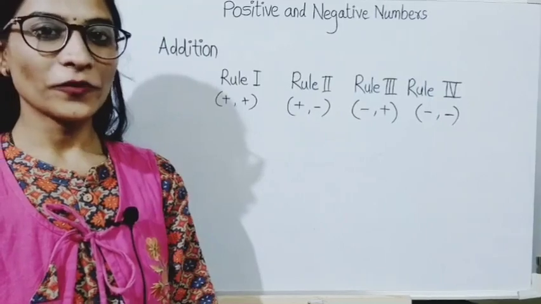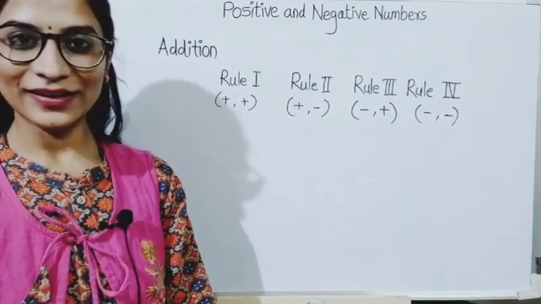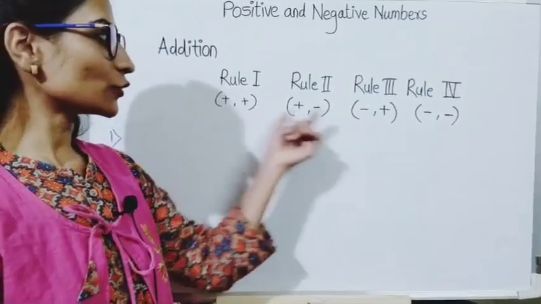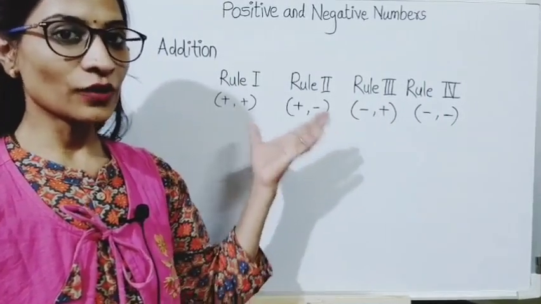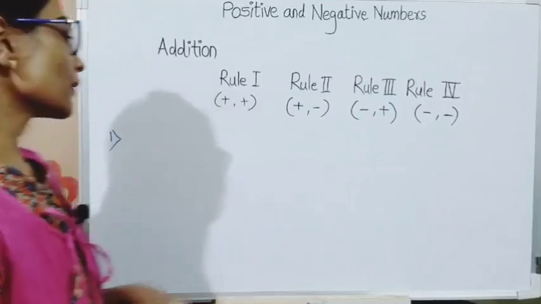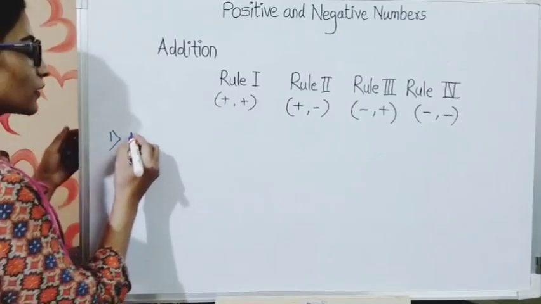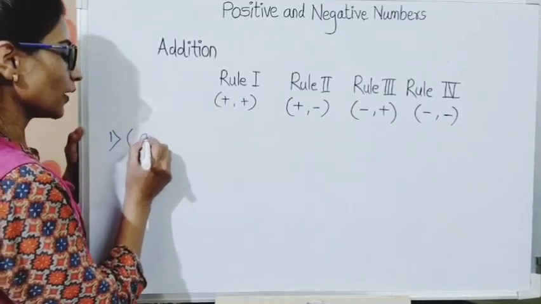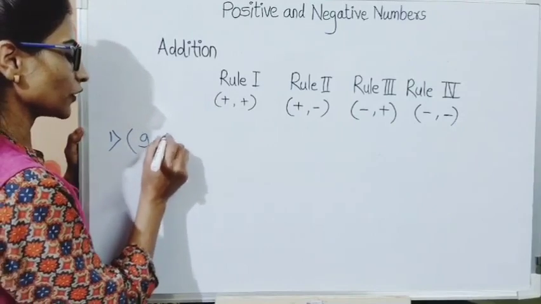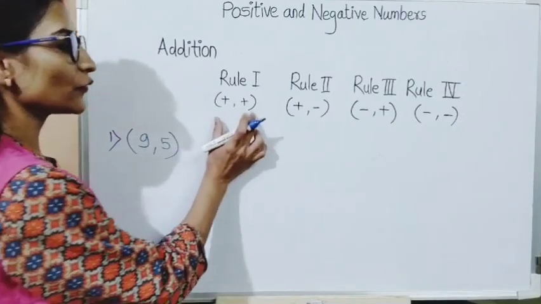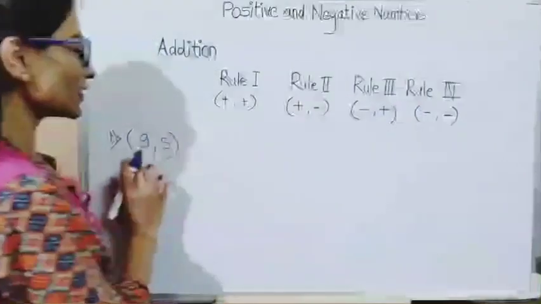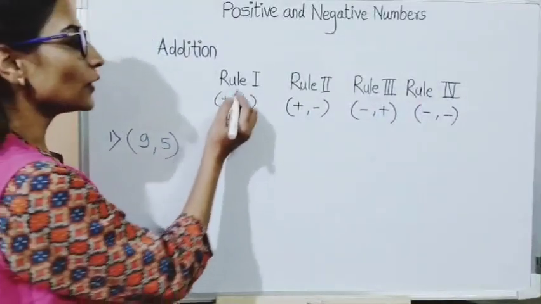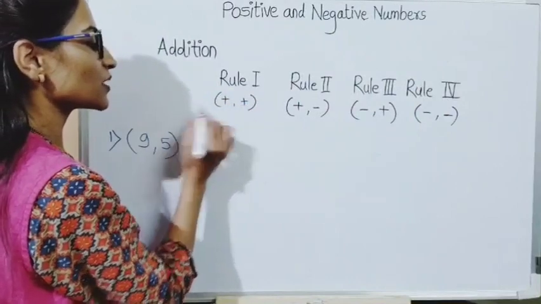Now we will take addition of positive and negative numbers according to rule 1, rule 2, rule 3 and rule 4, which you learned in a previous video. So we will take a pair of two numbers. Here I am taking 9 and 5. One by one we have to apply rule 1, rule 2, rule 3 and rule 4 to these two numbers. According to the first rule, both numbers are positive.